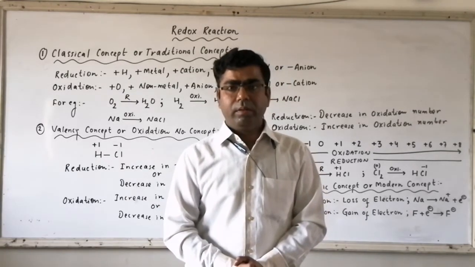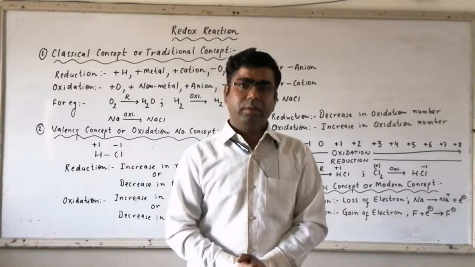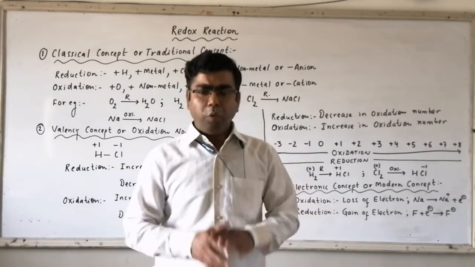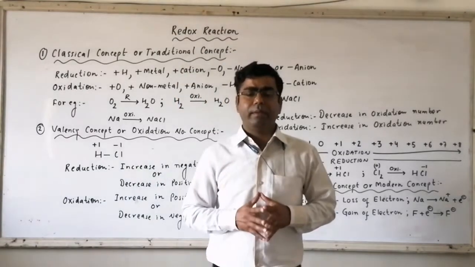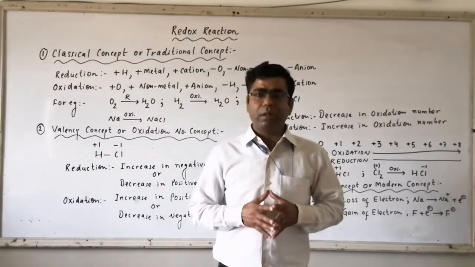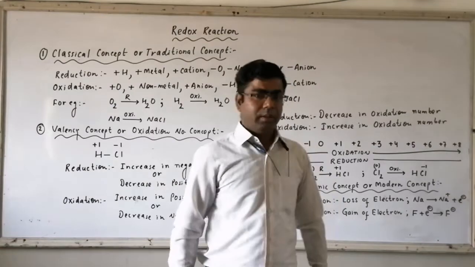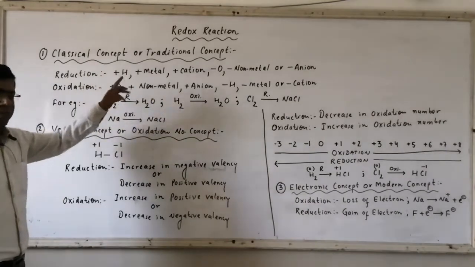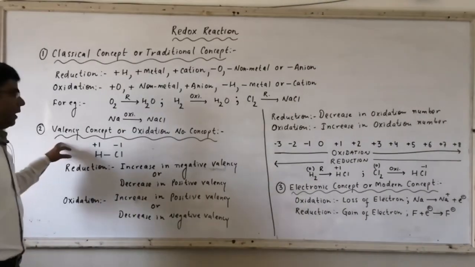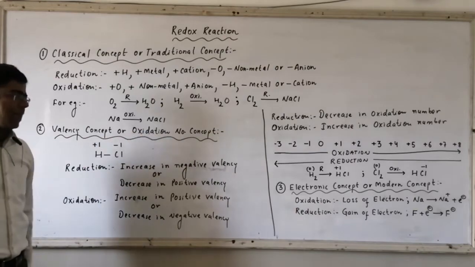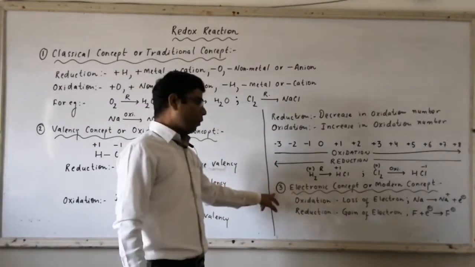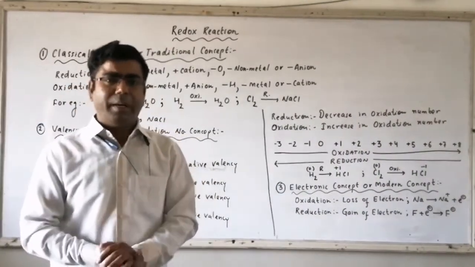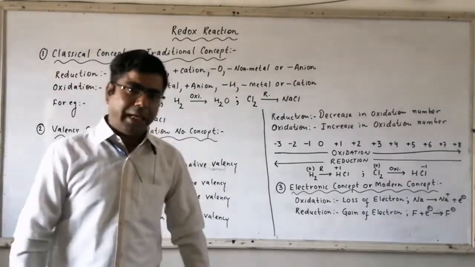Now, next, the definition of reduction and oxidation. For defining reduction and oxidation, three concepts were proposed. Concept number first is called classical concept or traditional concept. Concept number second is called valency concept or oxidation number concept, and concept number three is called electronic concept or modern concept. So let us talk first about the classical concept.